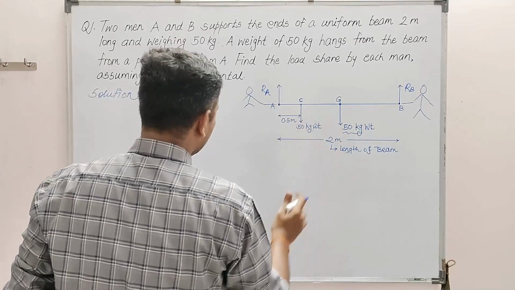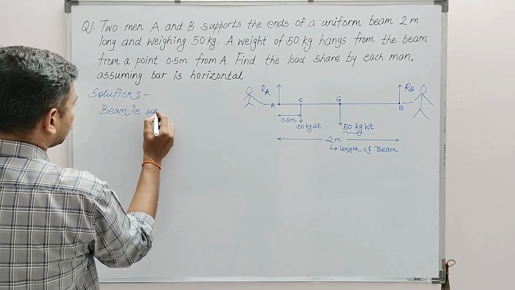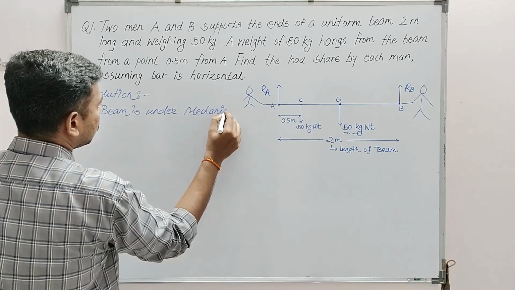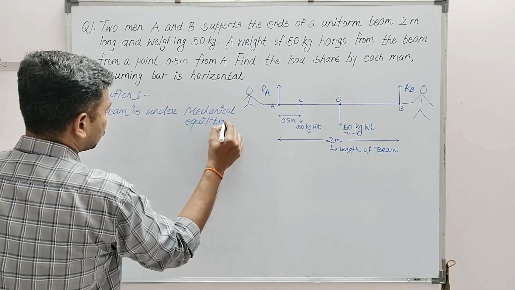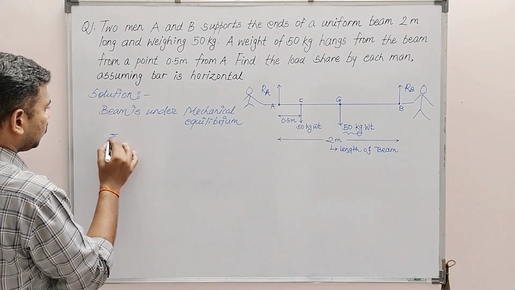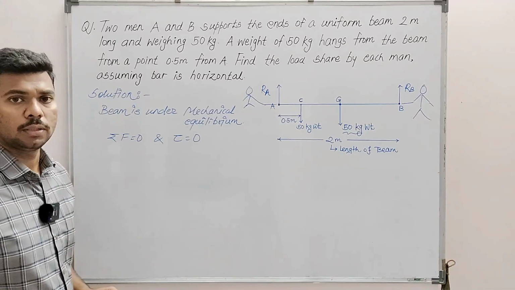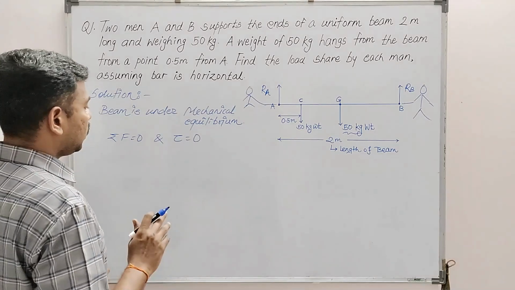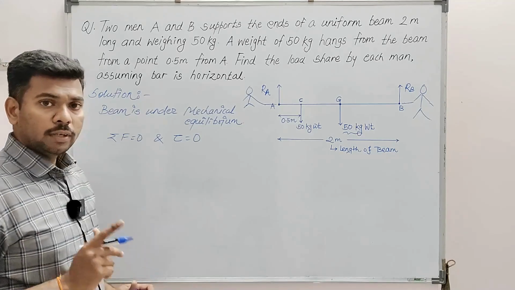It means this beam is under mechanical equilibrium. Now what does it mean? Mechanical equilibrium means the net force on the system is equal to 0 and total torque on the system is also equal to 0. Now net force is equal to 0. That is the first point we are going to discuss. From that we are getting one equation.